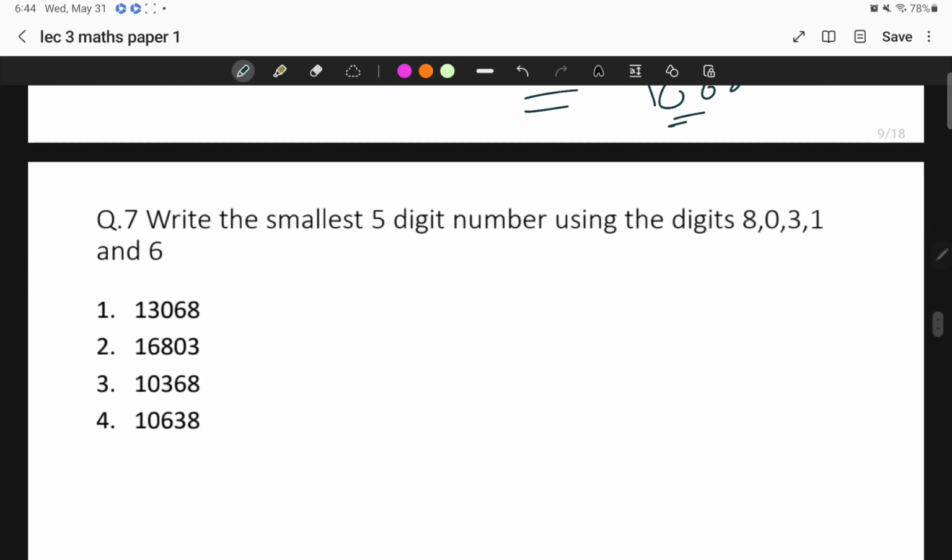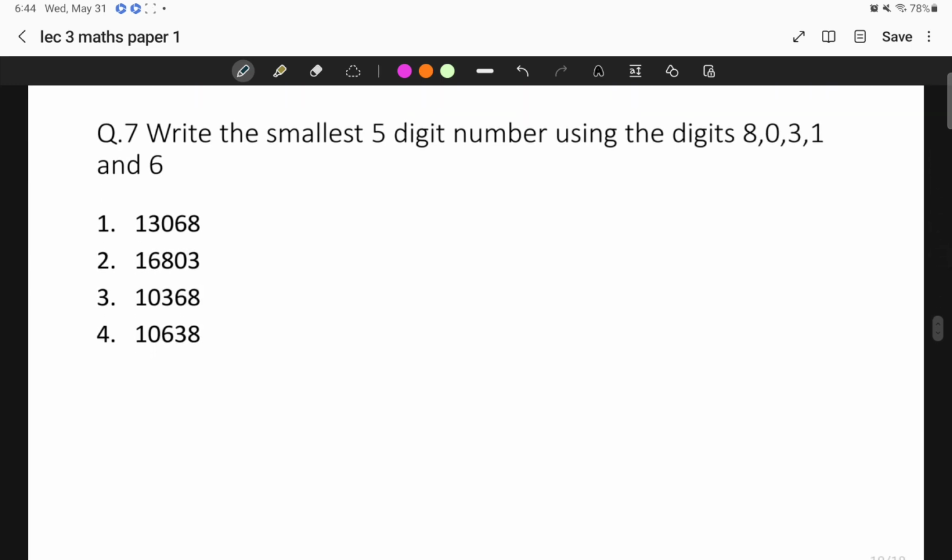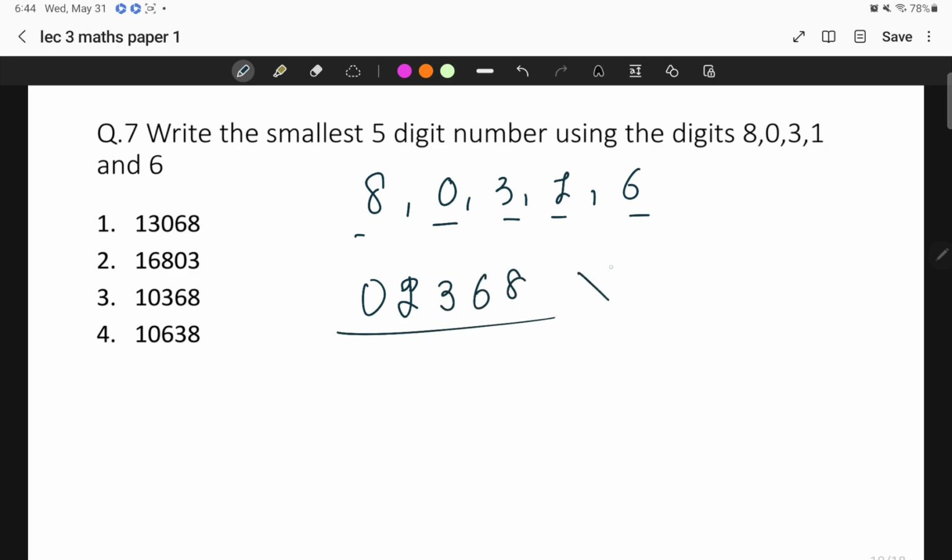Okay, moving on to the next question. Write the smallest 5-digit number using 8, 0, 3, 1 and 6. These are the 5 digits they have mentioned, 80316, and using these 5 digits you have to write the smallest number possible. One mistake students often make is taking 0 in front, like 01368. This is the wrong way.